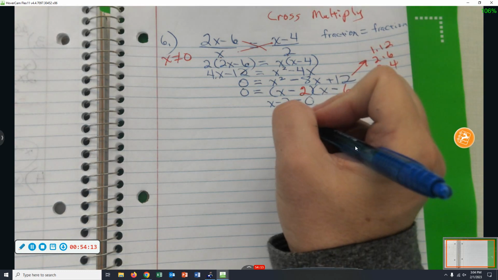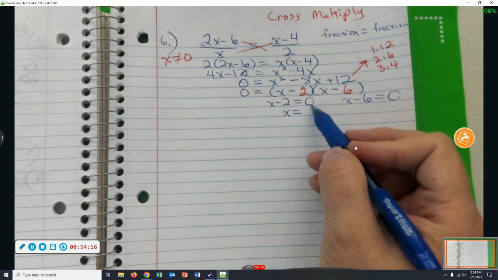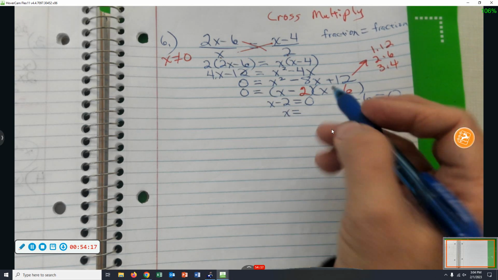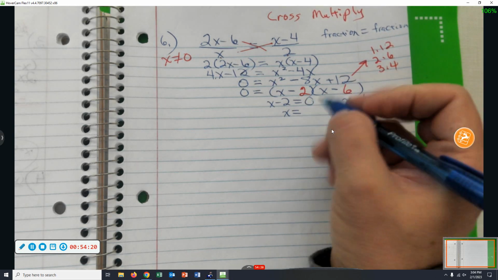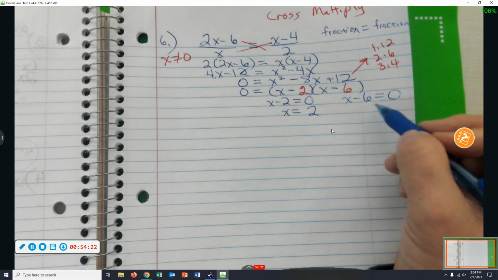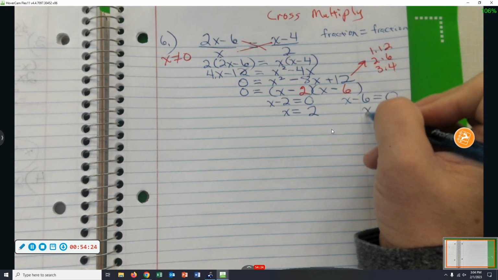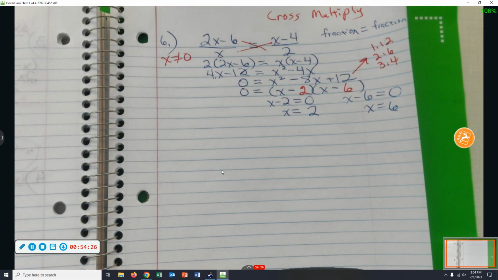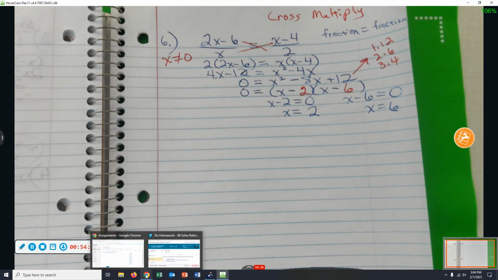That says x equals 2, okay. Here, 6, okay. Any questions there?